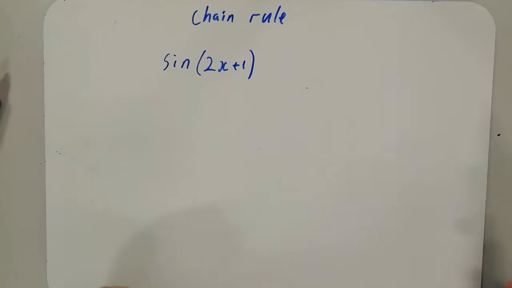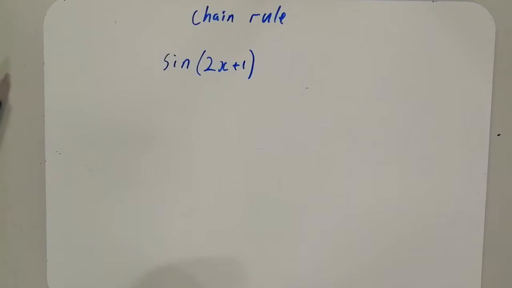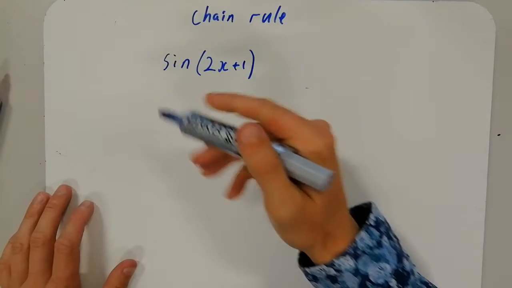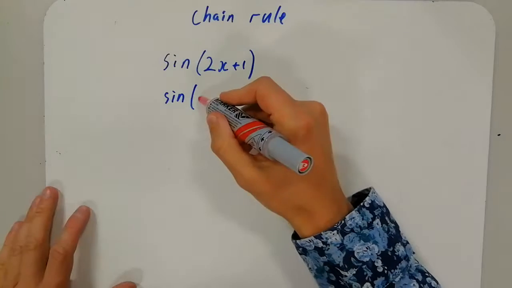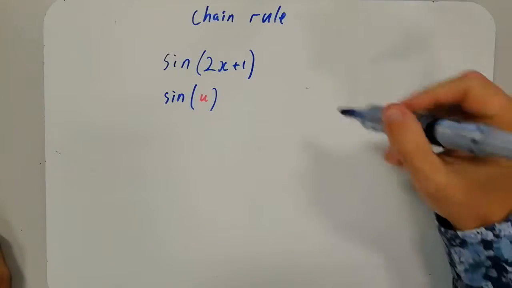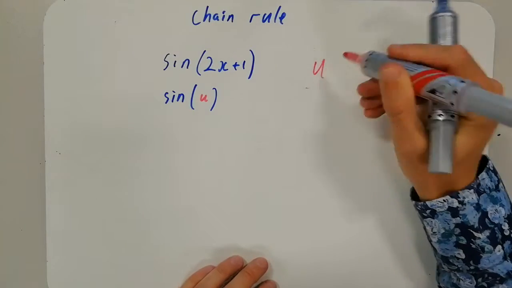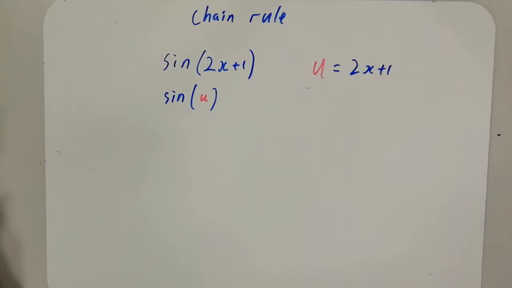In order to do that, we're going to say, well, I don't know how to differentiate sine of 2x plus 1. However, I do know how to differentiate sine of just a different variable. Let's choose u. So what I've done is I've let u equal 2x plus 1. And we want to differentiate this.